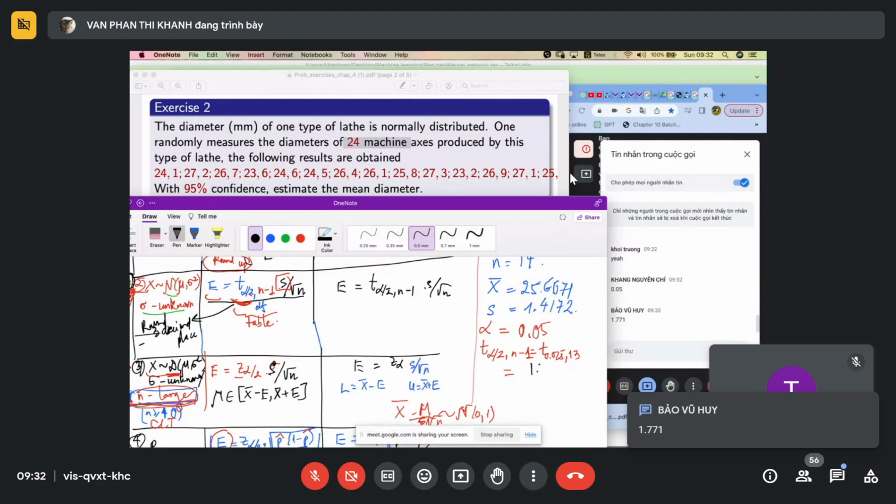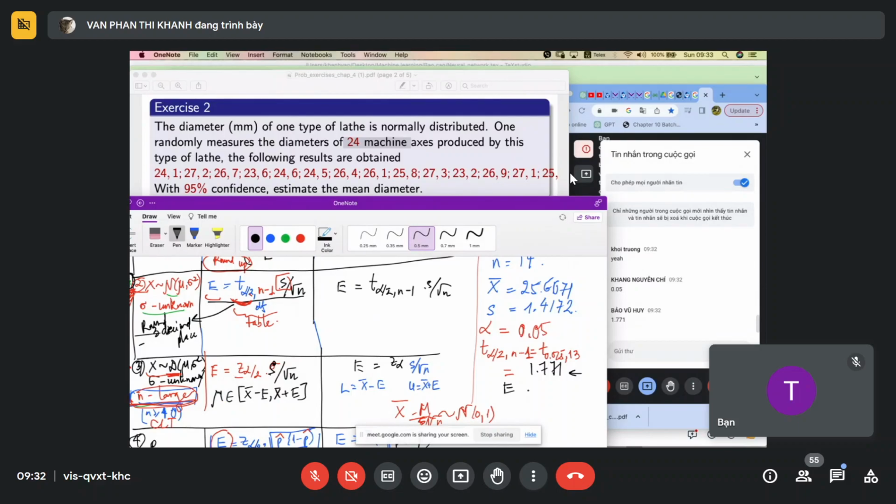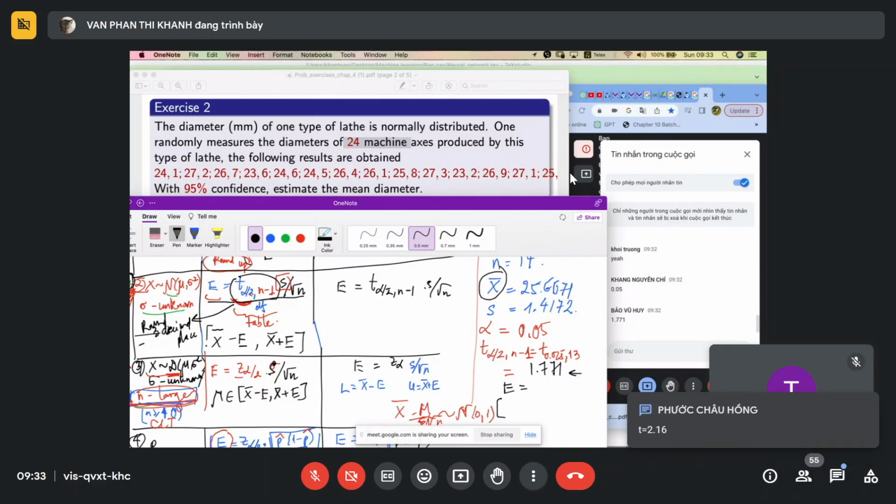Okay, 1.771. Thank you. Class, do you have the same number here? Yes. And after that, you have E, right? E is t alpha over 2, n minus 1, times s over square root of n. And then the confidence interval is x bar minus E, and x bar plus E is the upper bound.